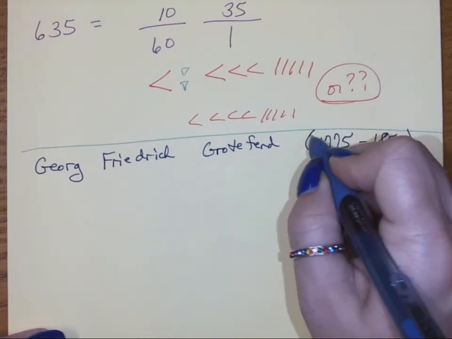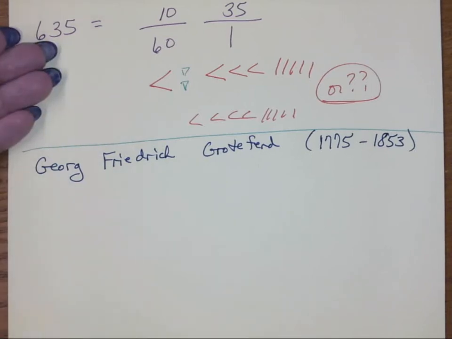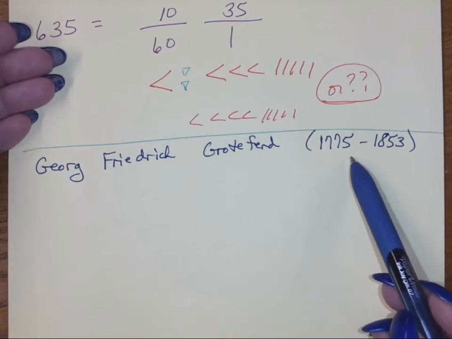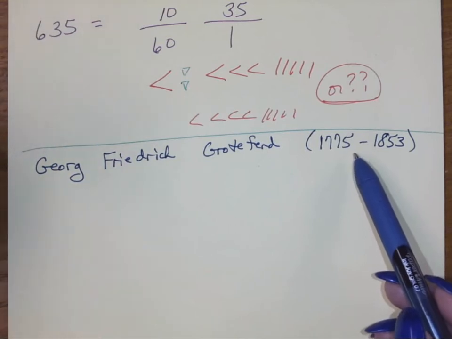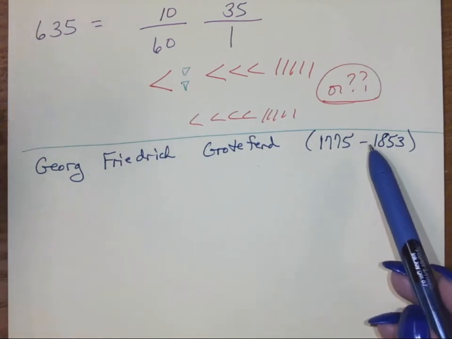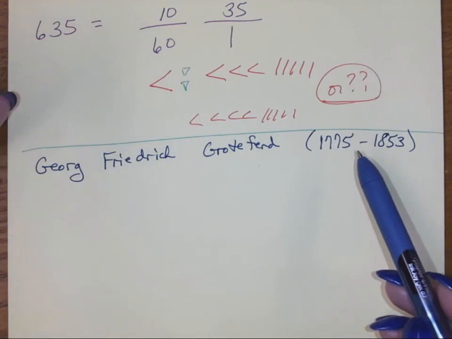Now, you're not going to have to regurgitate back to me dates. I don't really care about dates, except just as a point of reference. So my point of reference here is that we're looking at Babylonian tablets that date back to about 3000 BC. And this guy doesn't come along and start actually working until about 1800 AD. So you're talking close to 5,000 years difference, right?